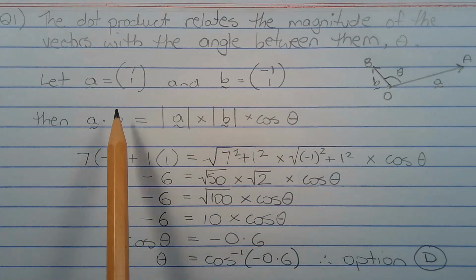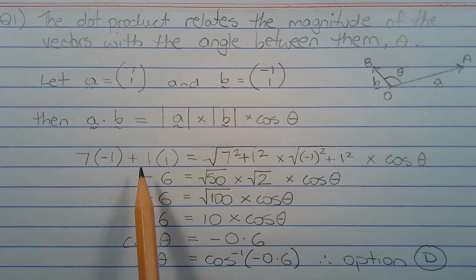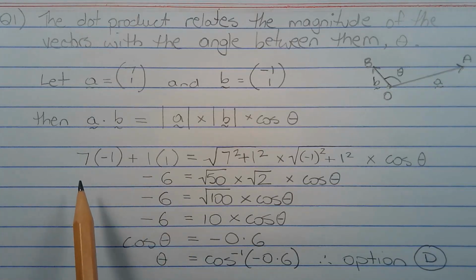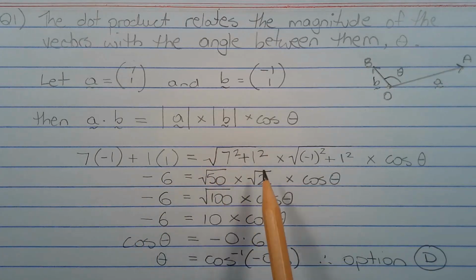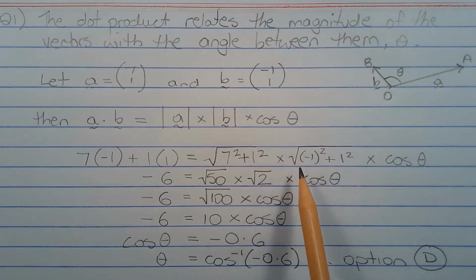Now the dot product of vectors A and B is given by x1 times x2 plus y1 times y2, so that's 7 times -1 plus 1 times 1, which is equal to the magnitude of vector A, so by Pythagoras theorem that's the square root of 7 squared plus 1 squared, times the magnitude of vector B, which is the square root of -1 squared plus 1 squared, times cos theta.